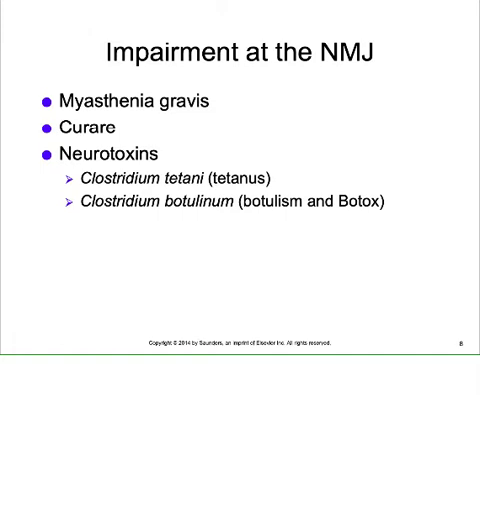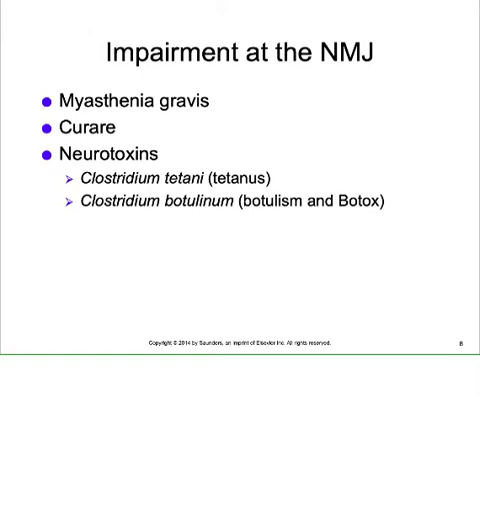The way this happens is that the immune system generates antibodies that actually block the acetylcholine receptors. And so when the acetylcholine is released at the neuromuscular junction, it has nowhere to bind, and we don't open any sodium gates, and the result is that we don't get any change in voltage and thus no action potential.